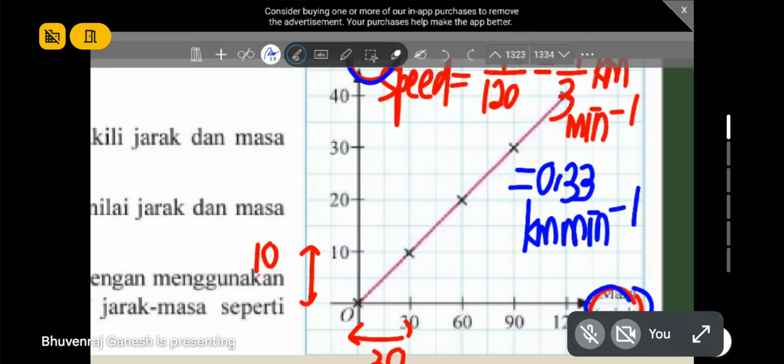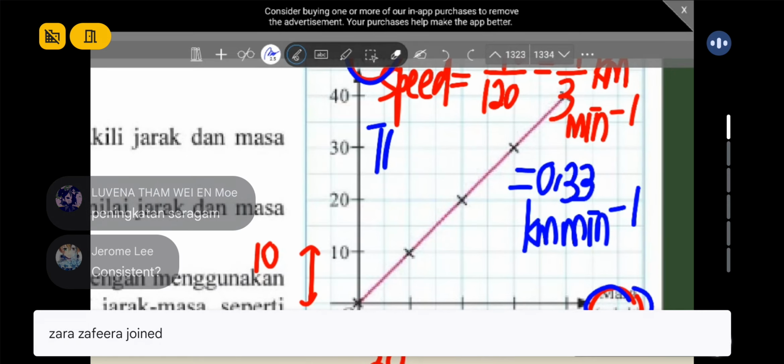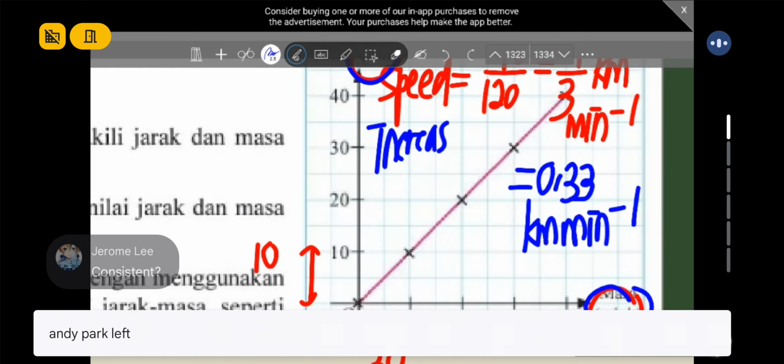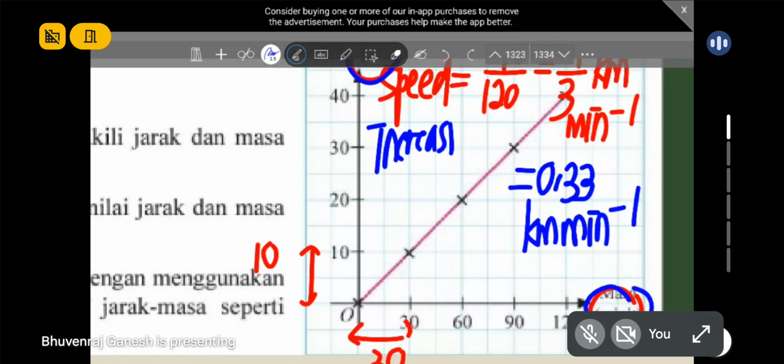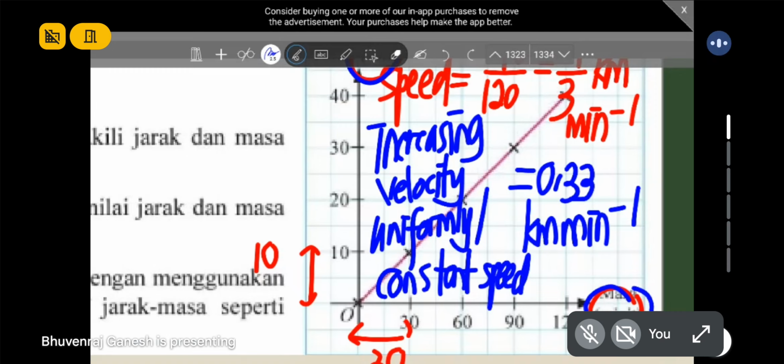So, how do you describe? Yes, you can say increasing velocity uniformly. Peningkatan halaju secara seragam. Boleh. Or you can say constant speed, laju seragam. Constant speed or constant velocity also can. Laju seragam atau halaju seragam. Faham? So these are the answers.